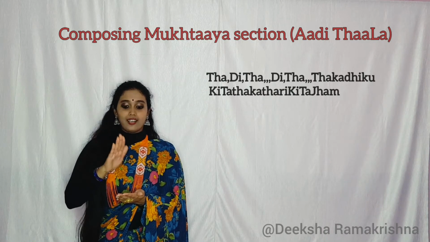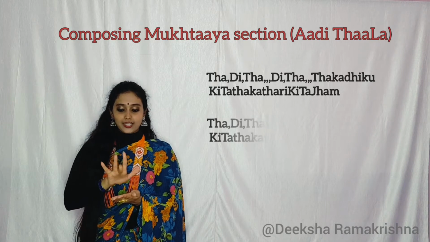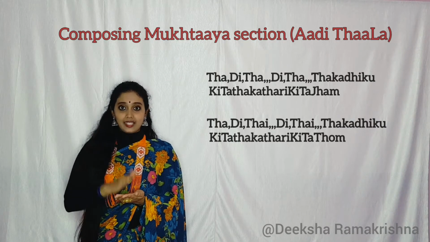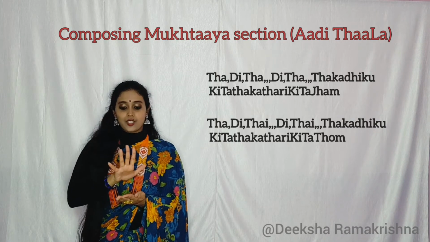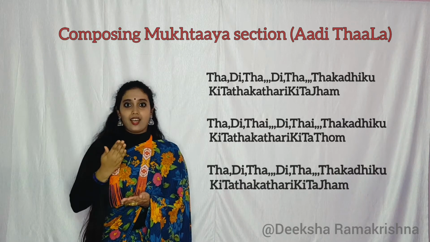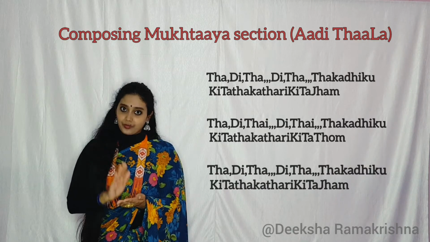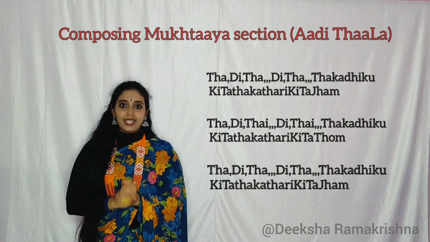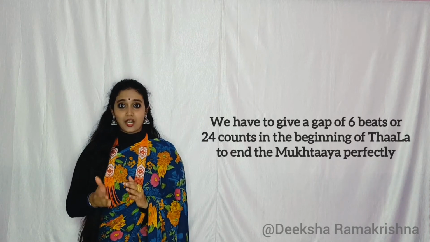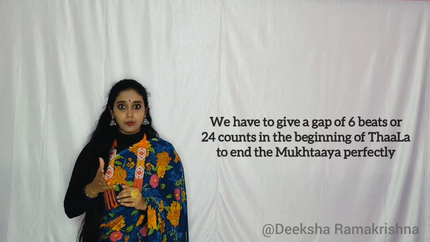Tad dittaga dittaga takadiku kiddagadari kidjum tad dittayi takadiku kiddagadari kidjum tad dittaga takadiku kiddagadari kidjum tam. So now we know that we have to leave 6 gaps in the beginning of ThaaLa. We know that there are 6 counts to be filled before we start Muktaya, right?